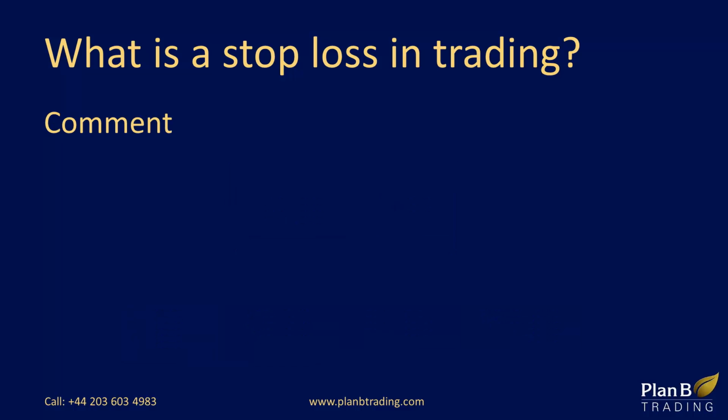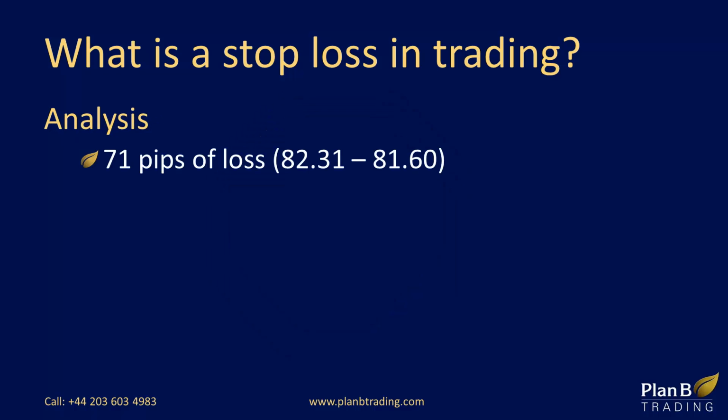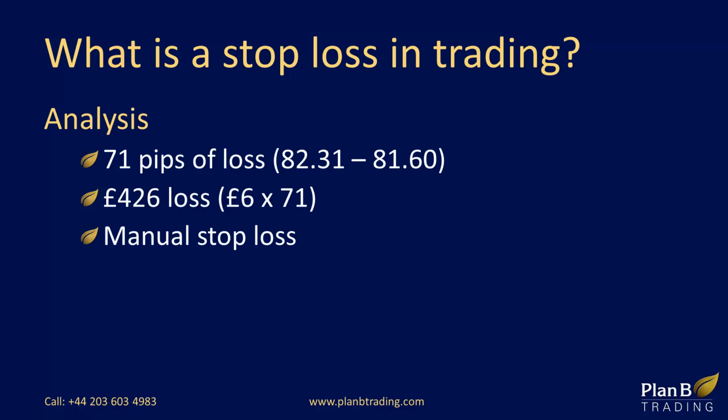A quick comment before the trade analysis. You've just seen the wrong way to trade. If this is how you trade, stop trading now before you lose any more money. Let's run through the trade. The trade was closed for 71 pips of loss, the price having fallen after buying the currency. At a stake of £6 a pip, the loss is £426, which is £6 multiplied by each of the 71 pips.